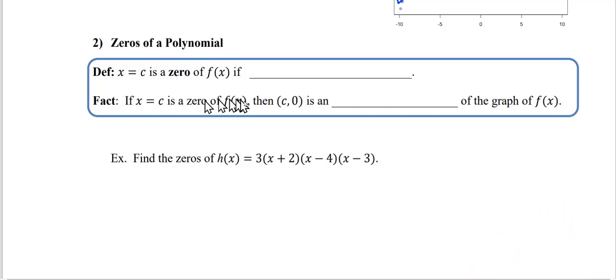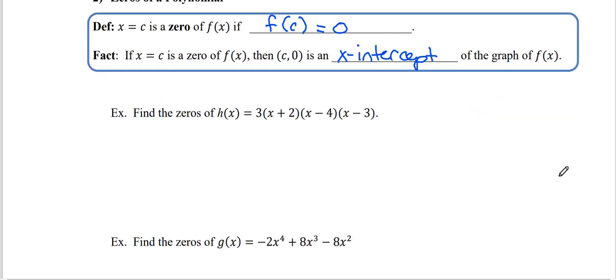x = c is a zero of f(x) if f(c) is equal to 0. If x = c is a zero of f(x), then that means our input is c, our output is 0, so we get this ordered pair, right? (c, 0). Well, (c, 0) is going to be an x-intercept of the graph of f(x). So the zeros of the function correspond to x-intercepts of the graph of the function.